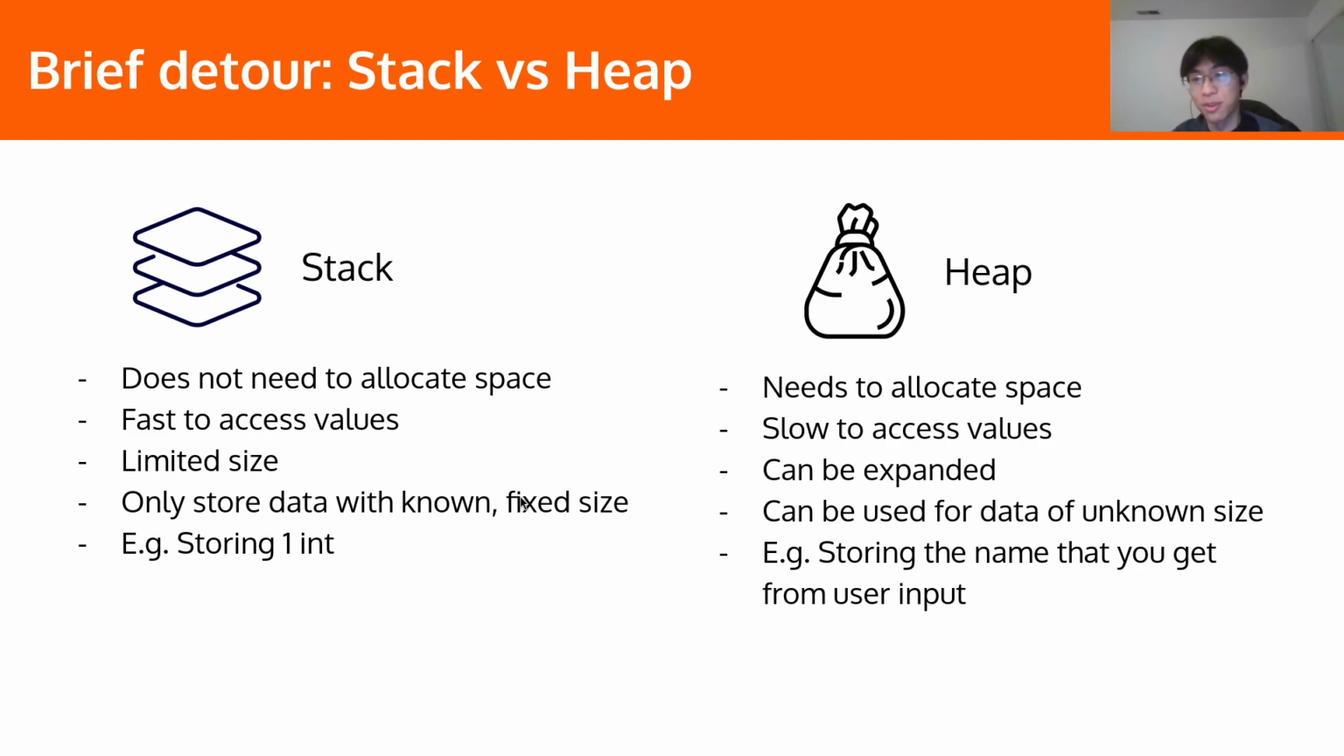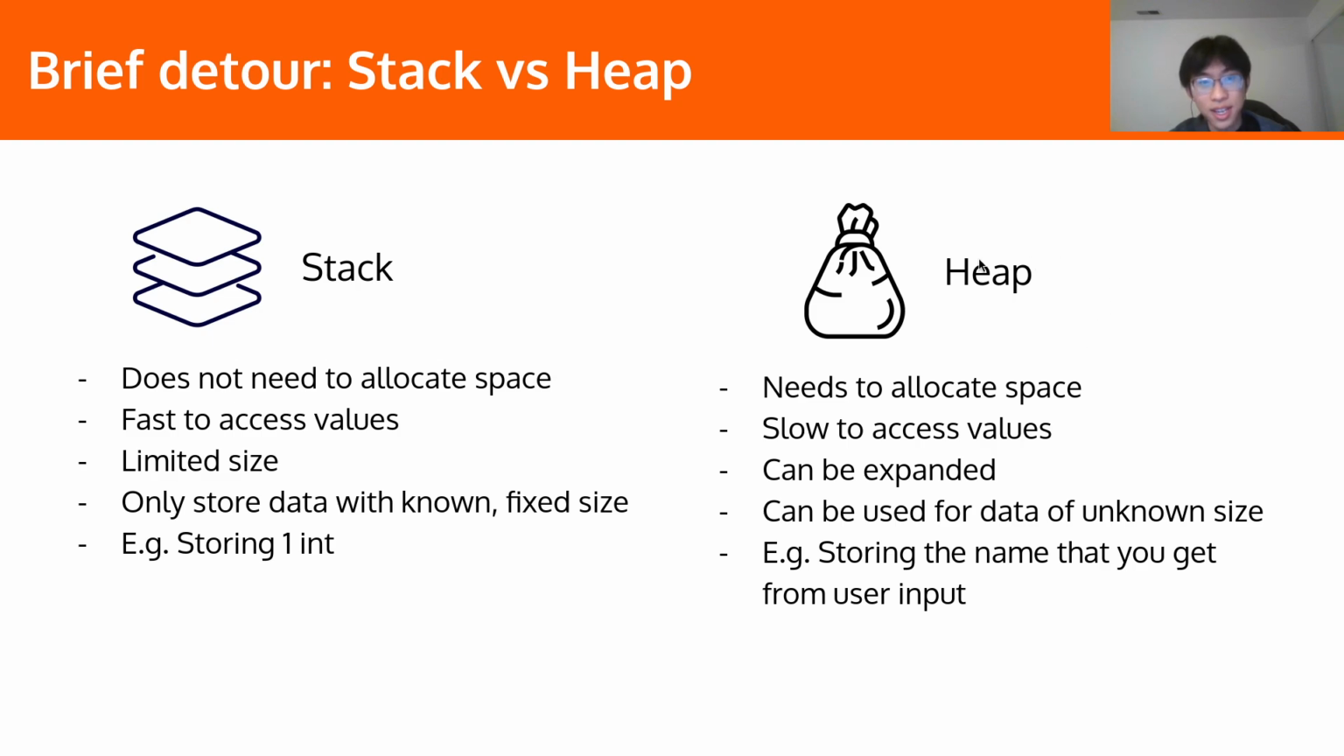So for example, if we want to store one integer, we know ahead of time that the integer is going to be 4 bytes. So the compiler can say, let's reserve 4 bytes of space on the stack. The difference with the heap is that you need to manually allocate space, and it can be a little slow, because once you manually allocate the space, you get a pointer to the space that you just got. So now if you want to access the value, you have to chase the pointer.